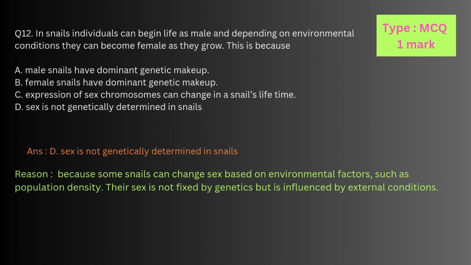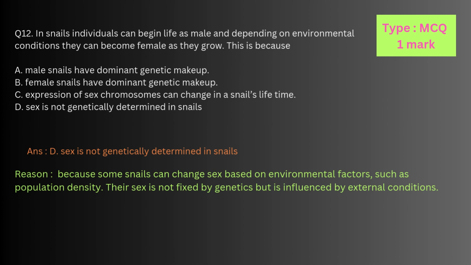So, in some species of snails, sex is not determined by a fixed genetic factor. Instead, these snails exhibit sequential hermaphroditism, meaning that they can start life as a male and later become female, or vice versa, depending on environmental factors such as population density or available mates.